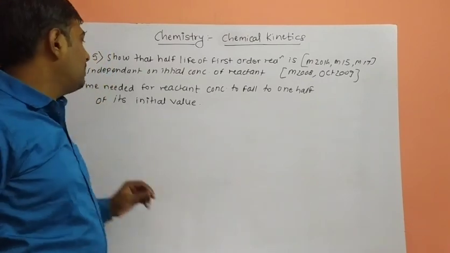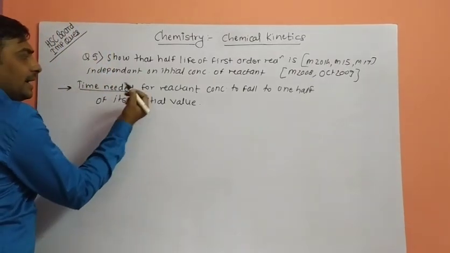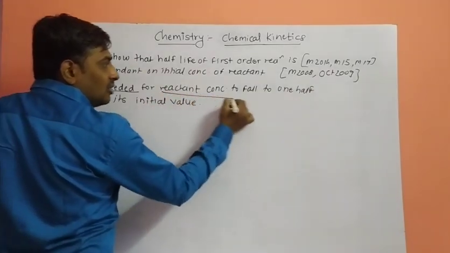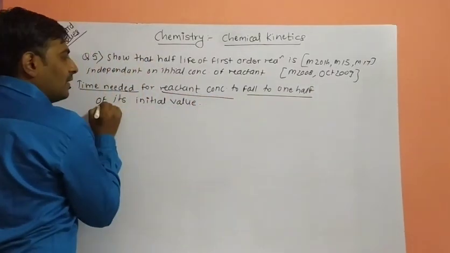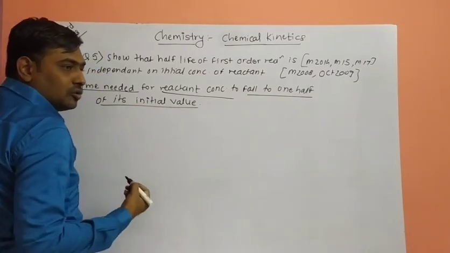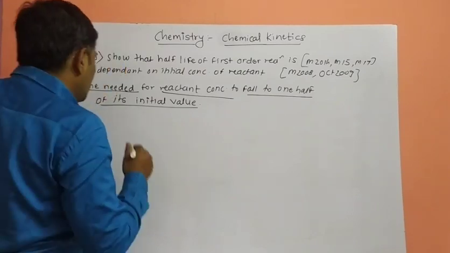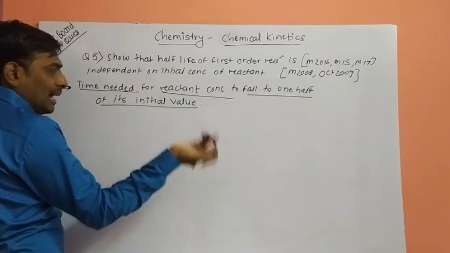First of all, what is the half life of a reaction? It's the time needed. Half life is related to time. So it is the time needed for the reaction concentration to fall to one half of its initial value. So the time required for half of the initial concentration value, that is your half life time.